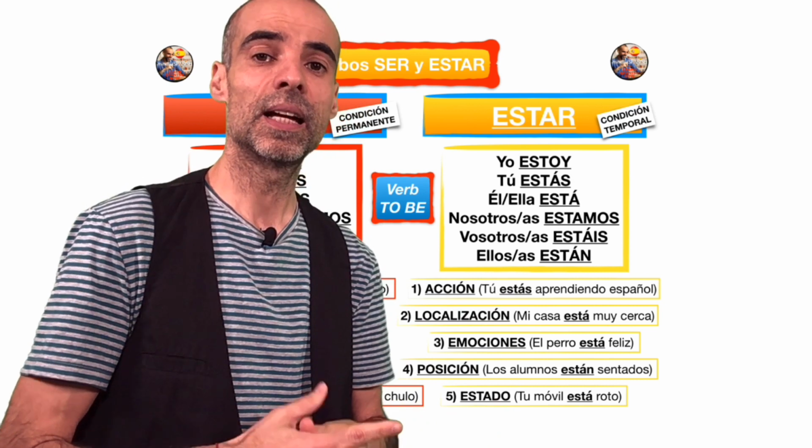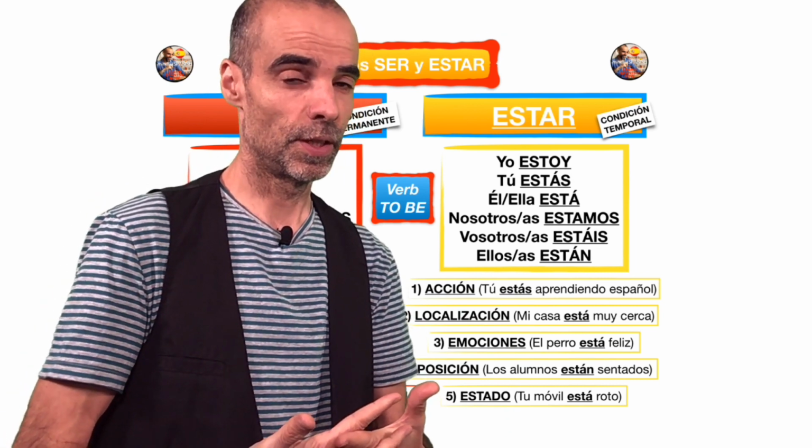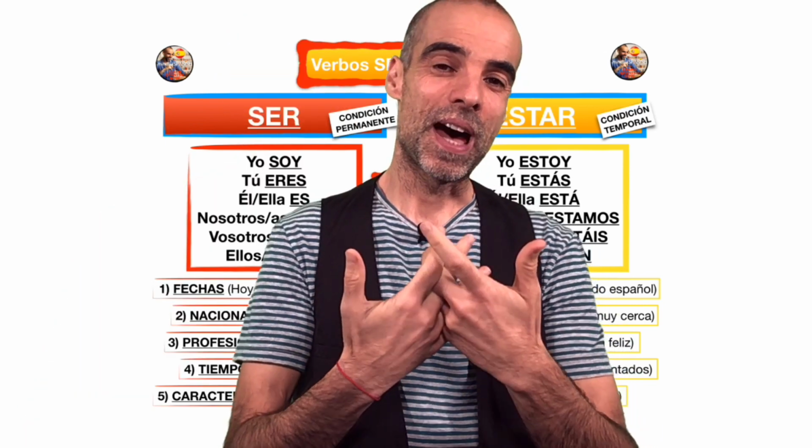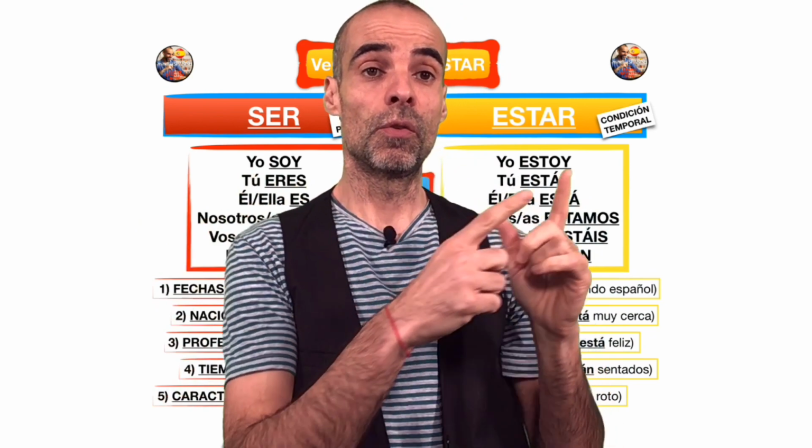Tu móvil está roto. Your mobile is broken. You need to buy a new one. And finally, we're going to talk about adjectives that can go with both verb ser and verb estar. But the main issue here is that they change their meaning. If they go with verb ser, they have a certain meaning, and if they go with the verb estar, they take another meaning. So we have to be very careful with this.